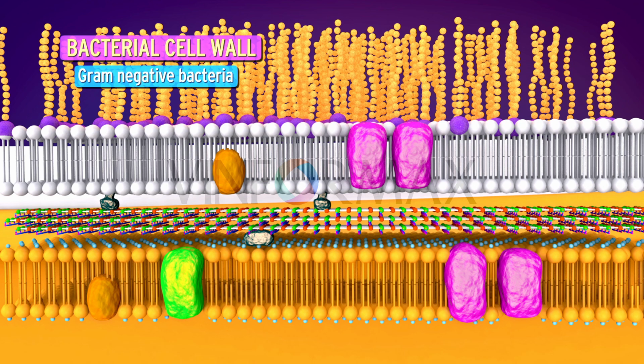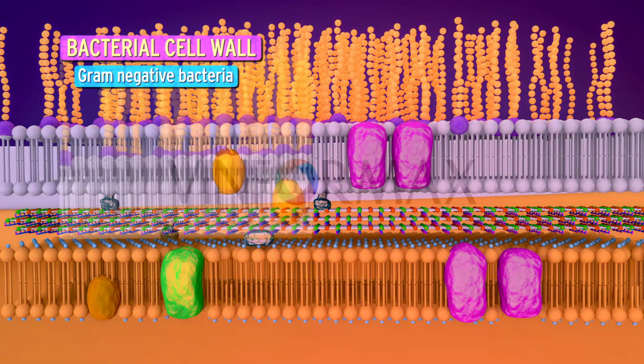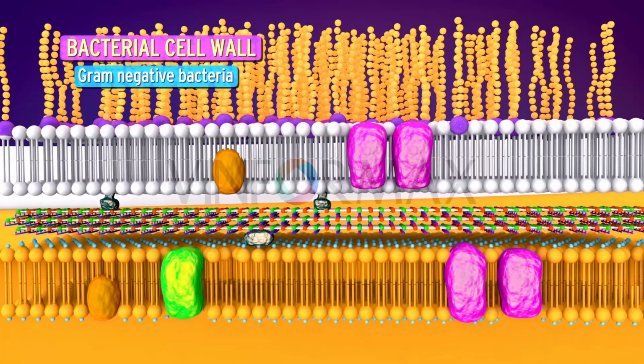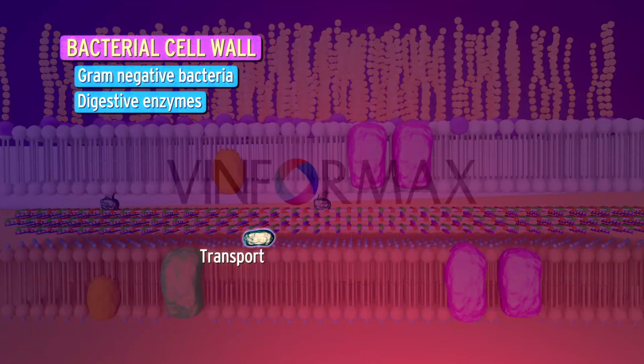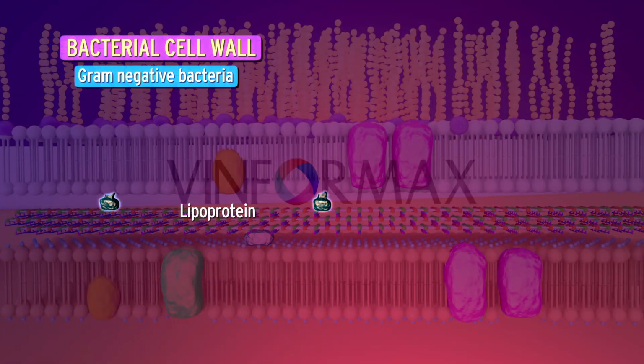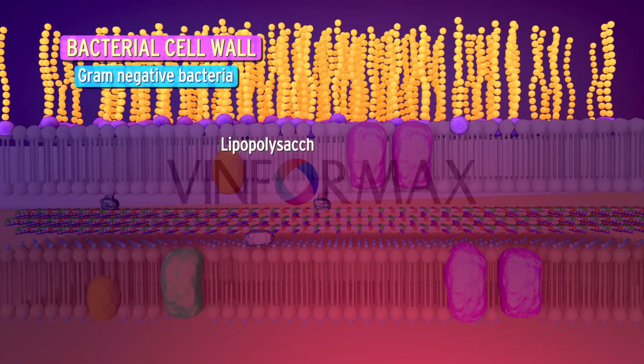Gram-negative bacteria have an additional outer membrane. The outer membrane is the major permeability barrier in gram-negative bacteria. The space between the inner and outer membranes is known as the periplasmic space, which contains digestive enzymes and other transport proteins. Gram-negative cell walls contain 3 components that lie outside the peptidoglycan layer: lipoprotein, outer membrane, and lipopolysaccharide.